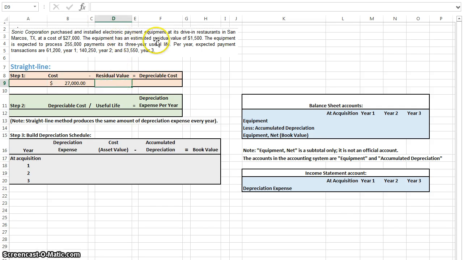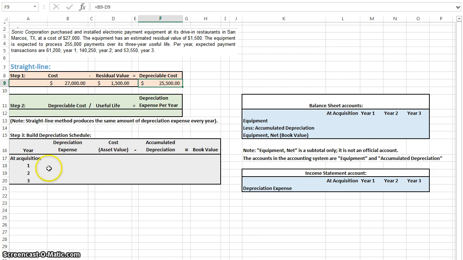Next thing I really want to know is what's my residual value of the equipment, and that's given to us straight there in the facts, $1,500. So I can complete my first step right there in the first 2 sentences of the problem. My depreciable cost then becomes cost minus residual value, which is $25,500. So pay attention to this number. I'm going to show you how this comes into play later. This is telling us how much depreciation do I take over the life of this asset.